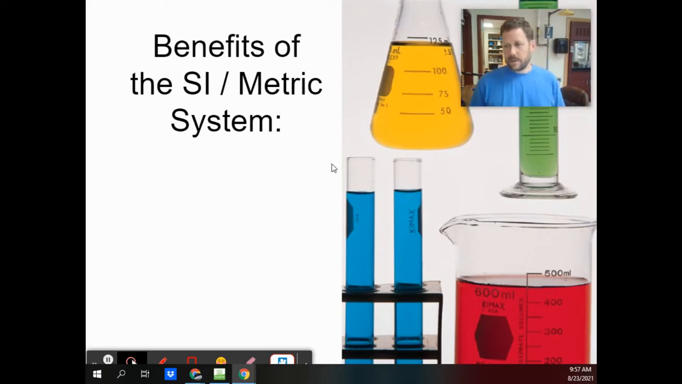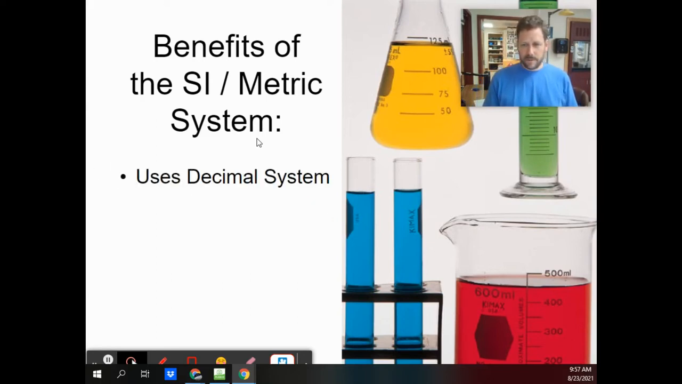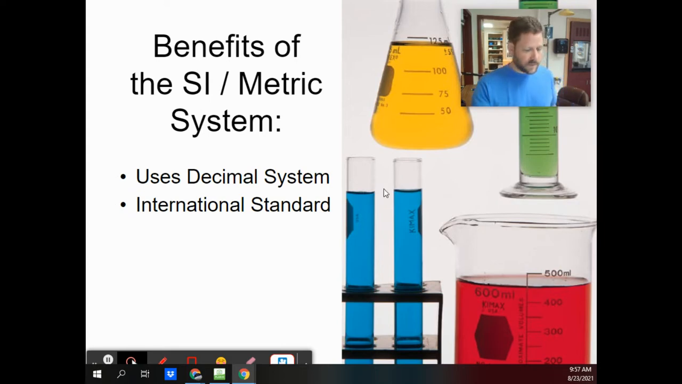All right, let's talk about the next part of these notes, which is going to go into derived units. This slide mentions some of the benefits of the metric system. Of course, it uses the decimal system. Everything's in powers of 10. That's nice. It's an international standard, which is also helpful.